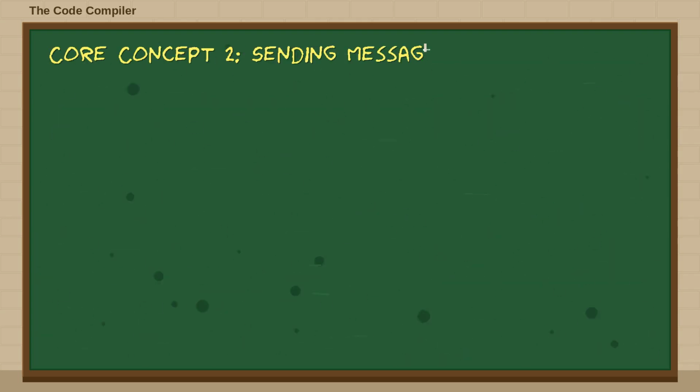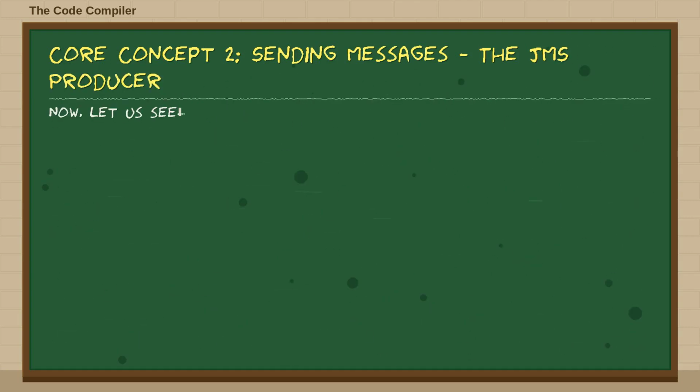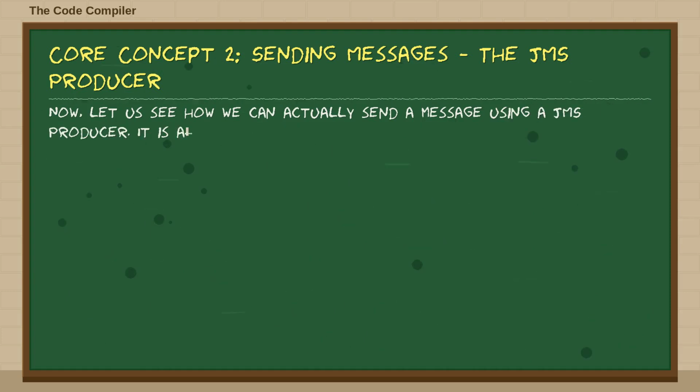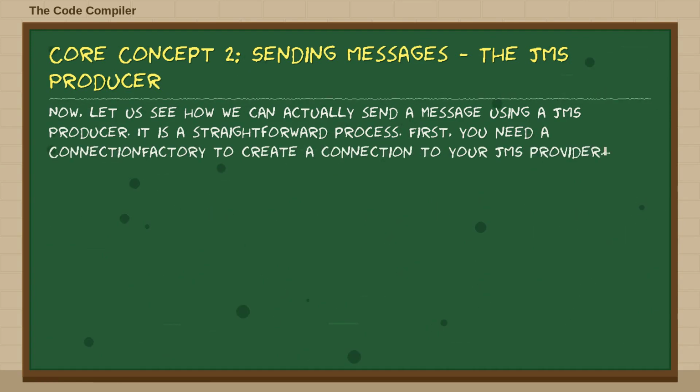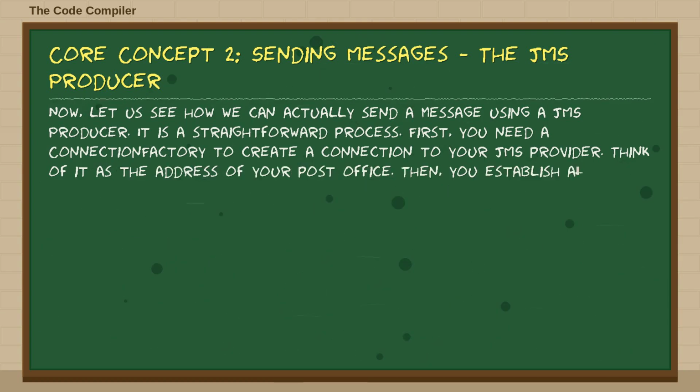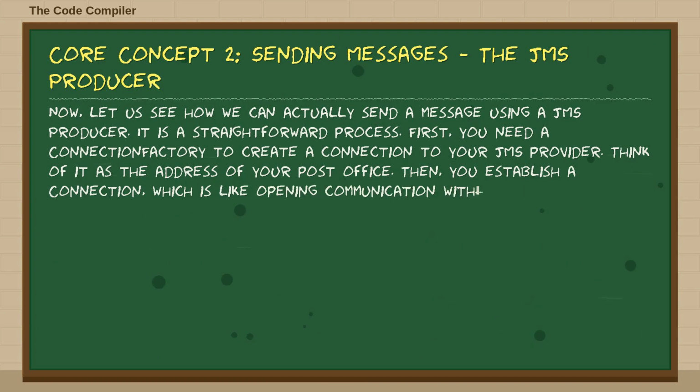Now, let us see how we can actually send a message using a JMS producer. It is a straightforward process. First, you need a connection factory to create a connection to your JMS provider. Think of it as the address of your post office. Then, you establish a connection, which is like opening communication with the post office. Next, you create a session, which is a single-threaded context for producing and consuming messages. It is where all the actual work happens.